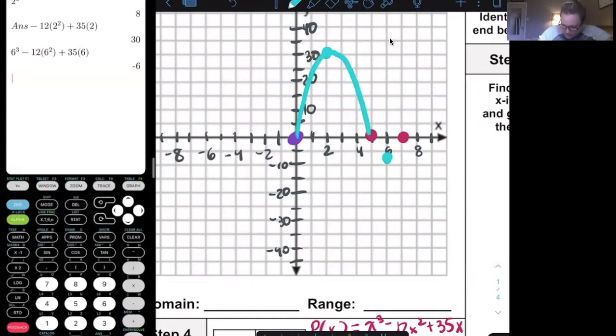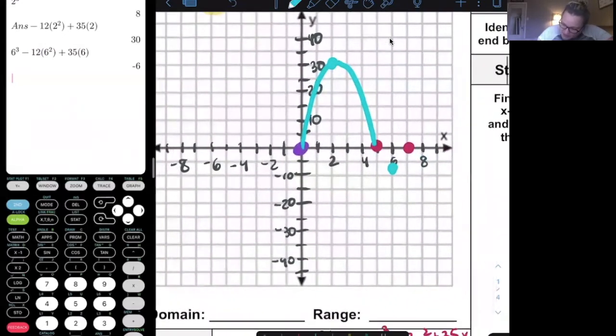Then between these two x-intercepts, my graph decreases, hits 6, negative 6, and then increases back up to here. So these x-intercepts help guide what our graph does. They're not turning points, they're the points that guide our graph. Sorry, these would be our turning points.